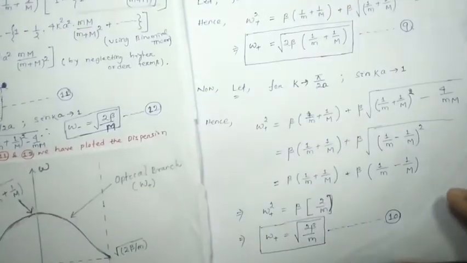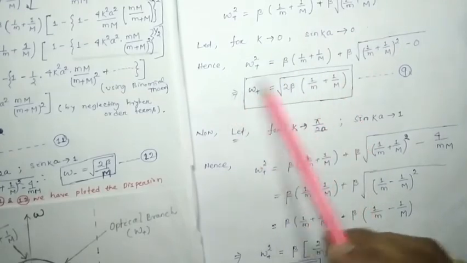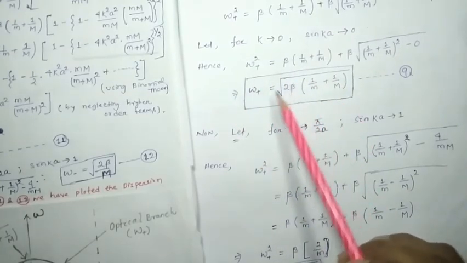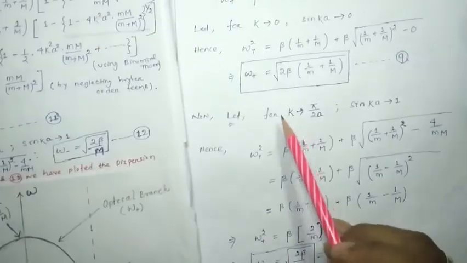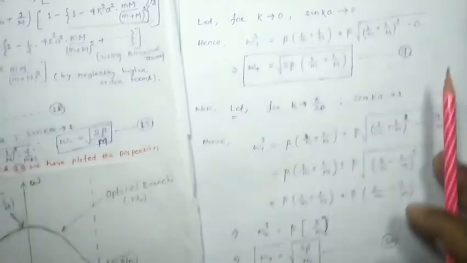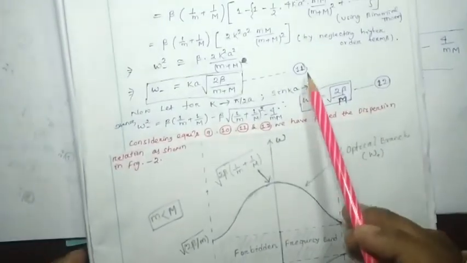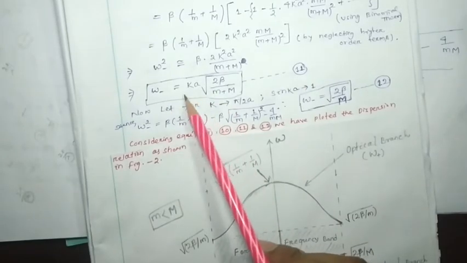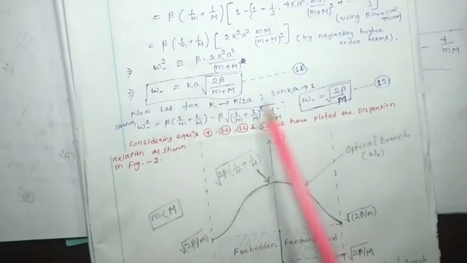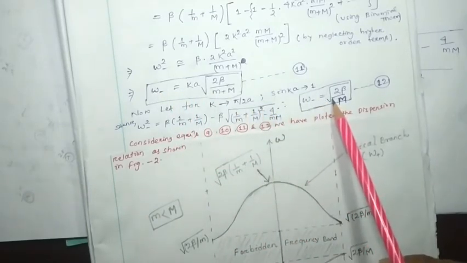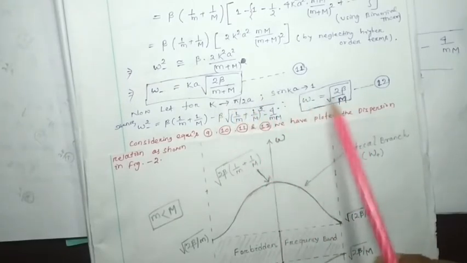Okay, here omega at k tends to 0. Omega at k tends to 0, this value. Omega at k tends to pi by 2a will be equal to this much. And this is equation number 11 also. At k tends to 0, this will be the value. Omega minus at k tends to pi by a, this will be the value, that is omega minus.